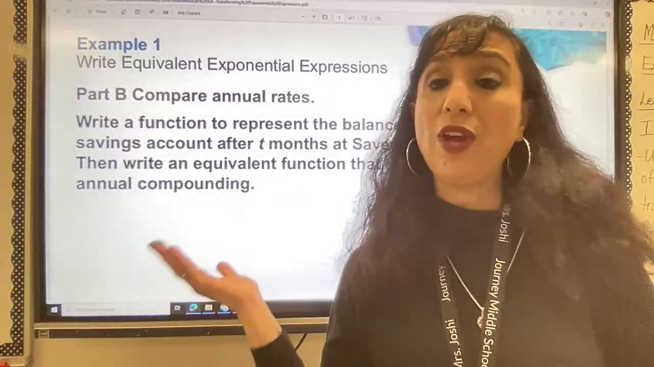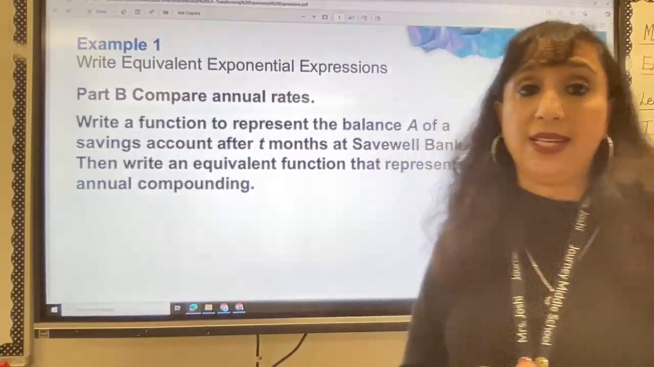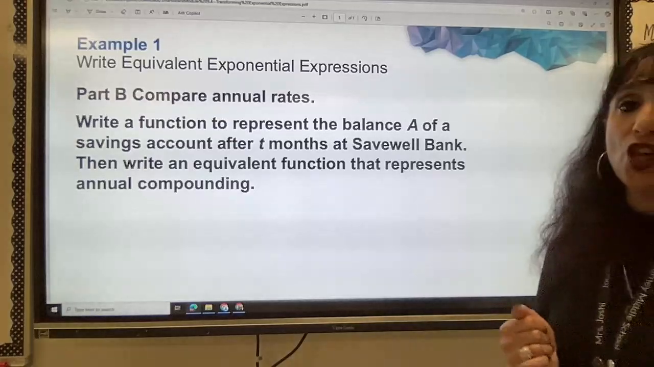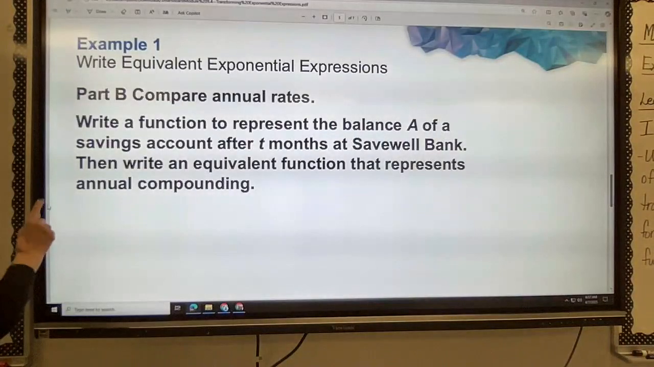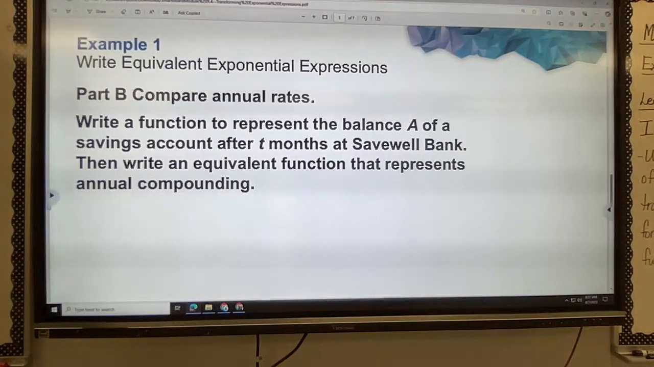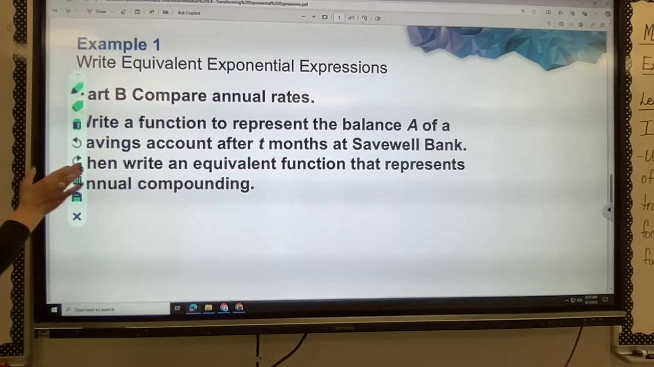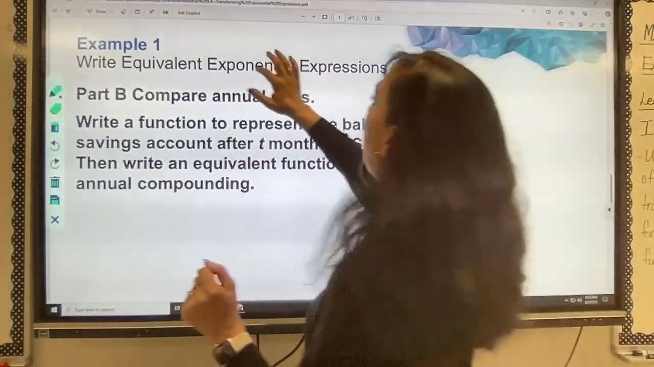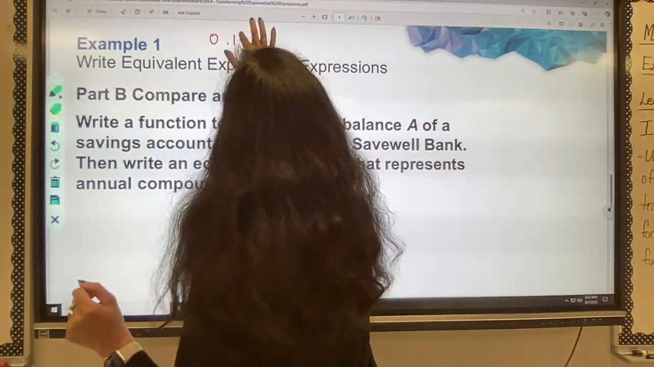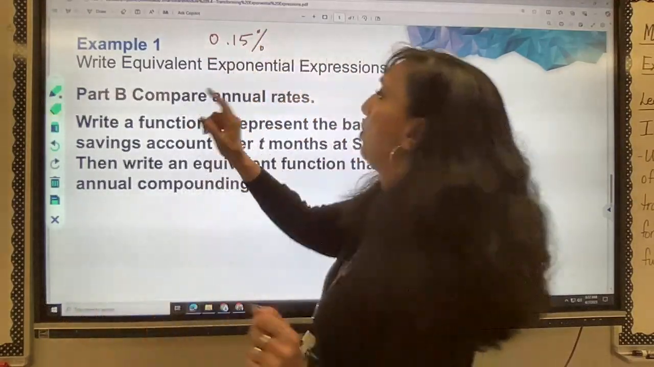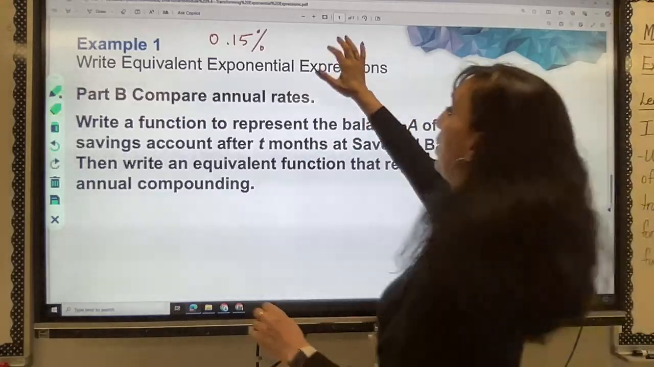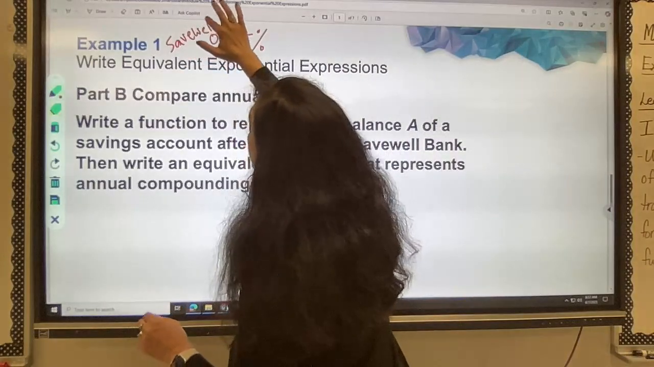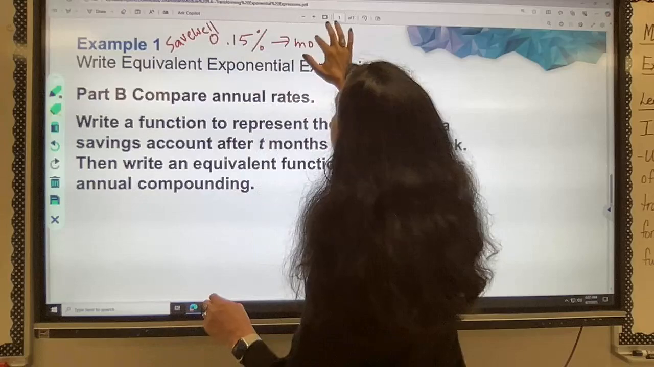Now what we're going to do is go back and look at the first bank. And again, we are comparing annual rates. So we are going to look at Savewell and the second local bank. Okay, Savewell Bank, what was the percent? It was offering 1500%. That is what this one was offering monthly. Okay, Savewell Bank was compounding monthly.